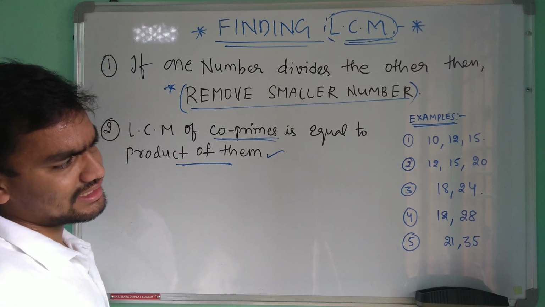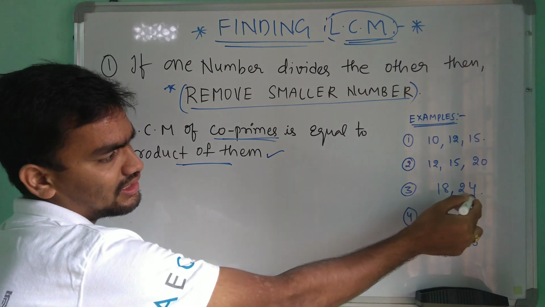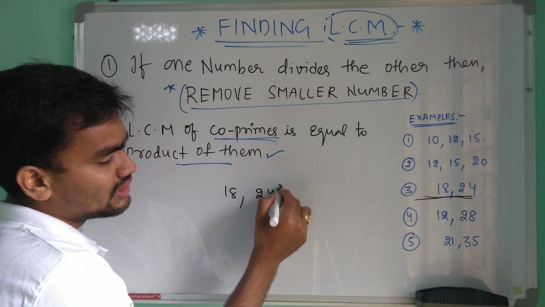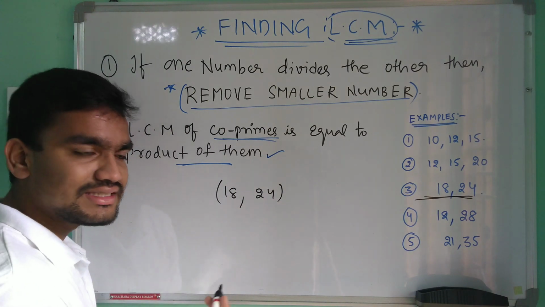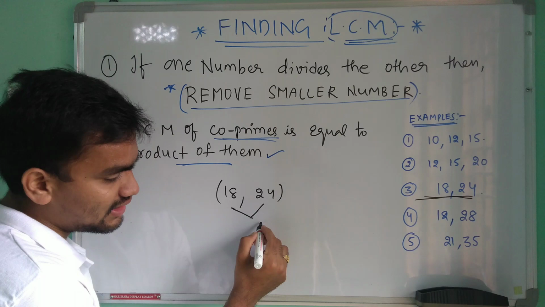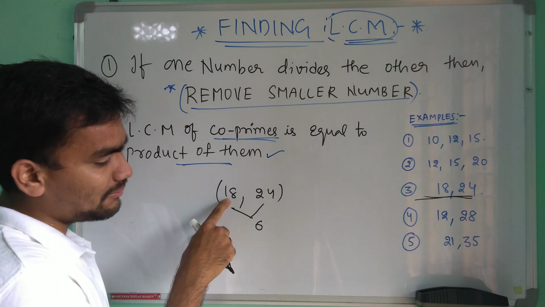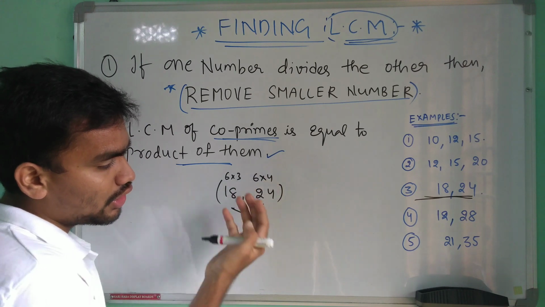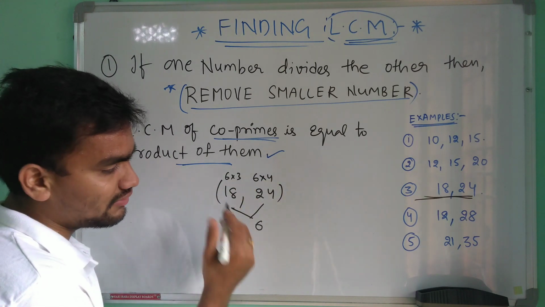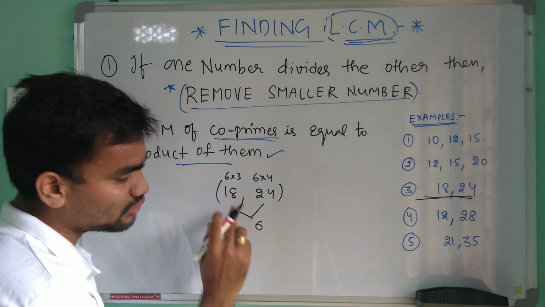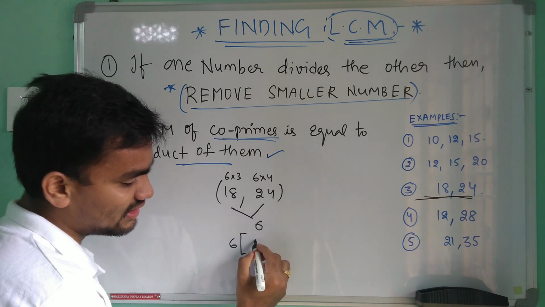Let me take the third example first, that is the LCM of 18 and 24. Simply like we did in the HCF, first you obtain the difference of these two. The difference of these two is 6. Now you can say that 18 can be written as 6 into 3 and 24 can be written as 6 into 4. Now you pick the number common to both numbers aside, so I can write this as 6 times the LCM of the remaining numbers, that is 3 and 4.